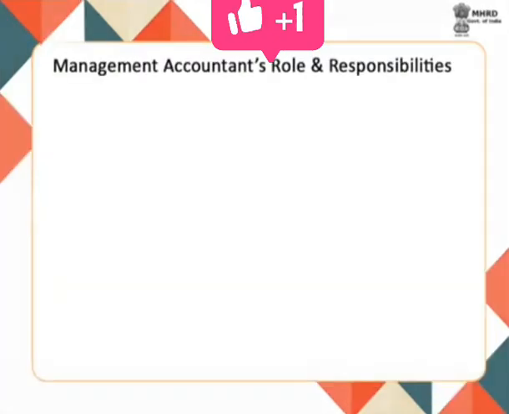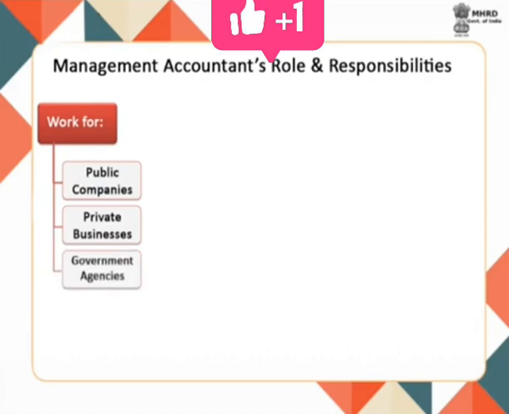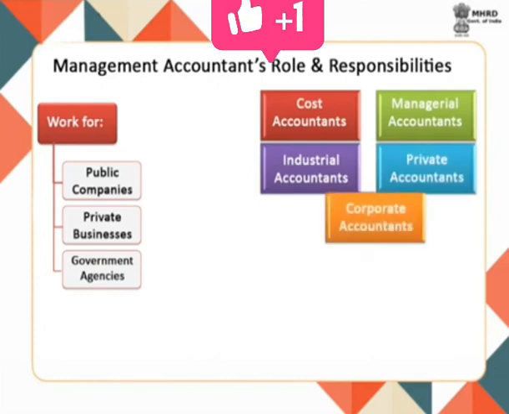Management accountants work for public companies, private businesses, and government agencies. They may also be called cost accountants, managerial accountants, industrial accountants, private accountants, or corporate accountants. But all perform similar functions within a company. Indeed, preparing data for use within a company is one of the features that distinguishes a management accountant's job from other types of accounting jobs, such as public accounting.